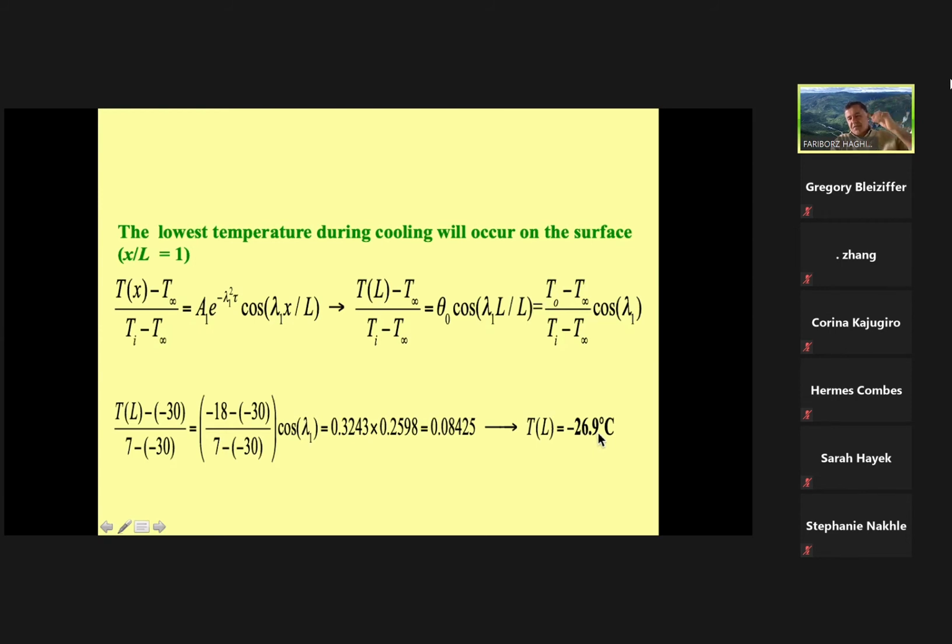Therefore, you have to have judgment. If you do the calculation by mistake and find the temperature is -17, it means you're wrong. The physics of the problem does not allow this, because the fridge temperature is -30. Therefore, the surface temperature has to be lower than at the center, okay? Any question?